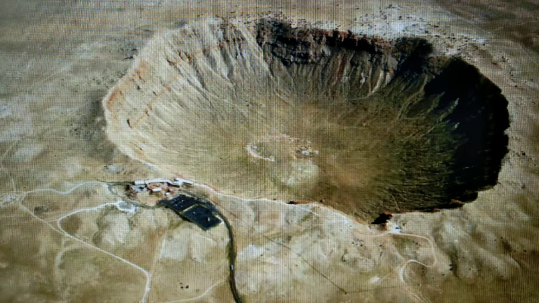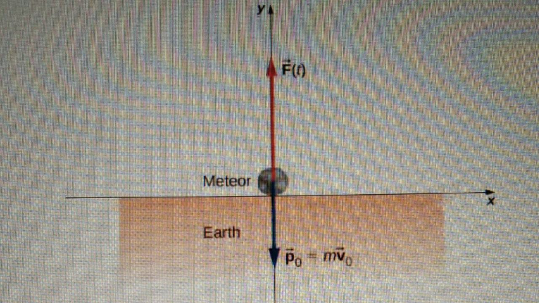So, define upward to be the positive y direction. For simplicity, assume the meteor is traveling vertically downward prior to impact. In that case, its initial velocity is equal to negative v initial, and the force Earth exerts on the meteor points upward. So the situation at t equals 0 is depicted below.